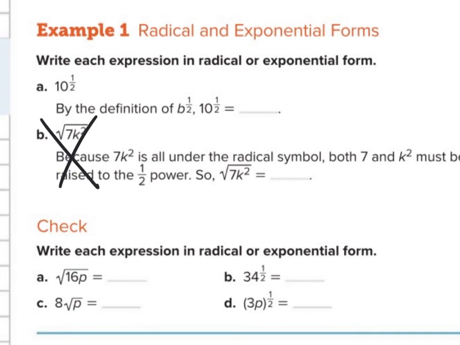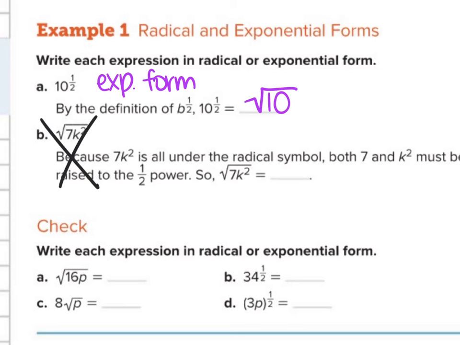Okay, so if I look at A, is this currently 10 to the 1/2 power? Is that exponential or radical form right now? Exponential form. Okay, so they're going to want you to write it in the opposite. So they want me to write it with the radical, which is the square root symbol. So what goes in there? The 10.